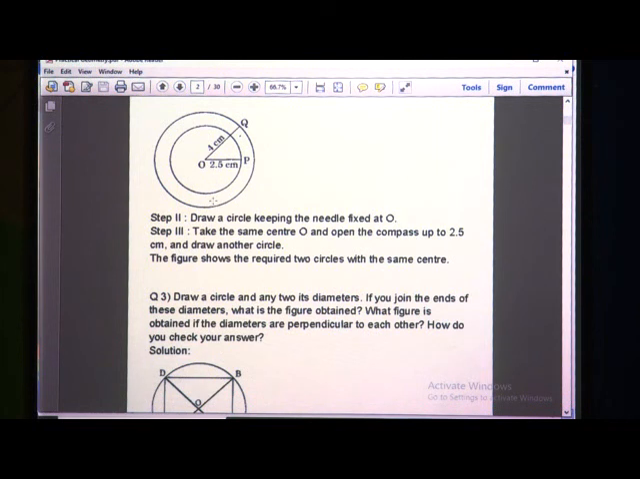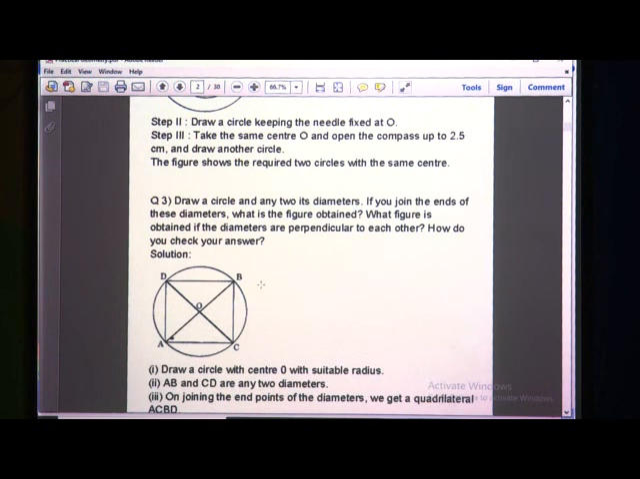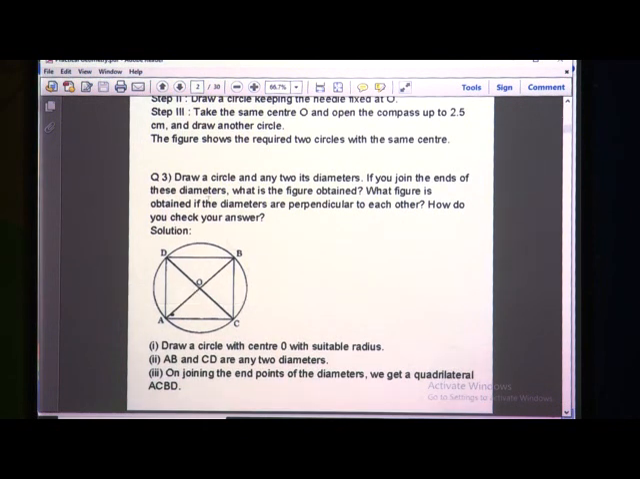Thus we have drawn two different circles, one of radius 4 centimeter and the other of radius 2.5 centimeter, with the same center O. The figure thus shows the required two circles with same center O. So, this is the second example. Let us see the next one.